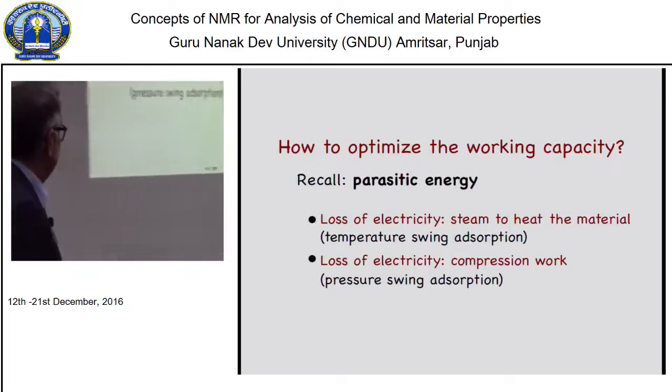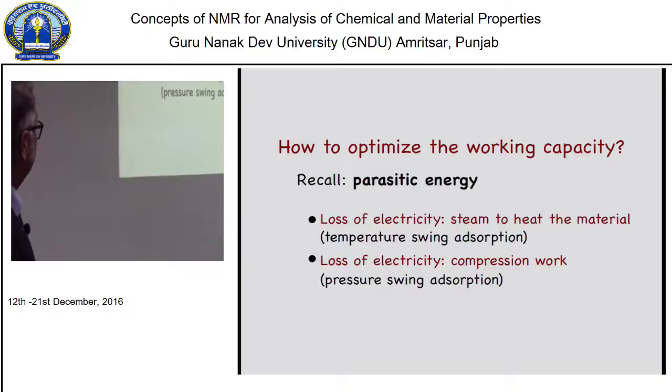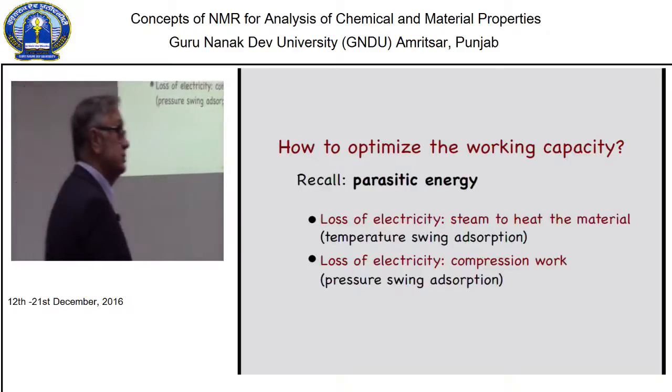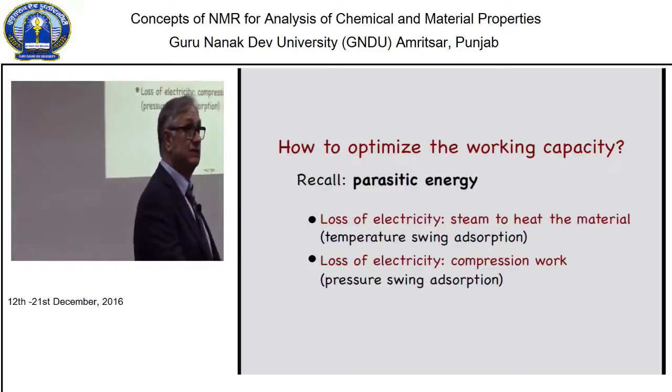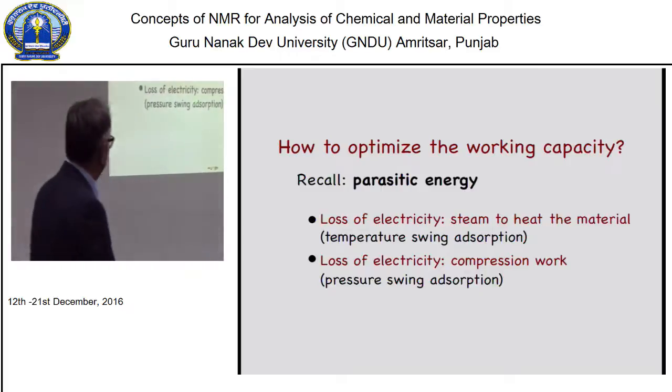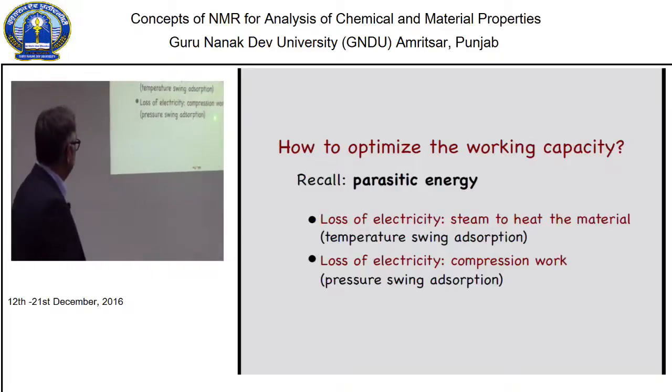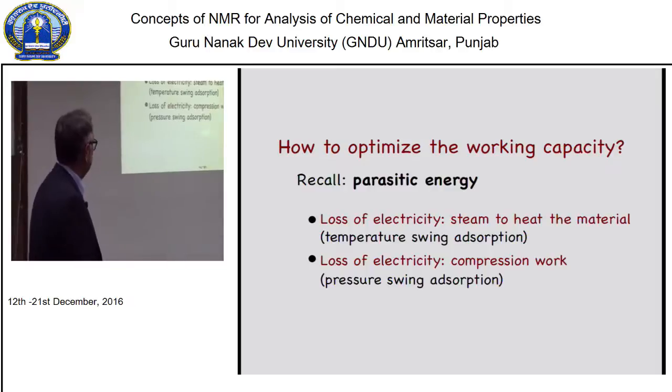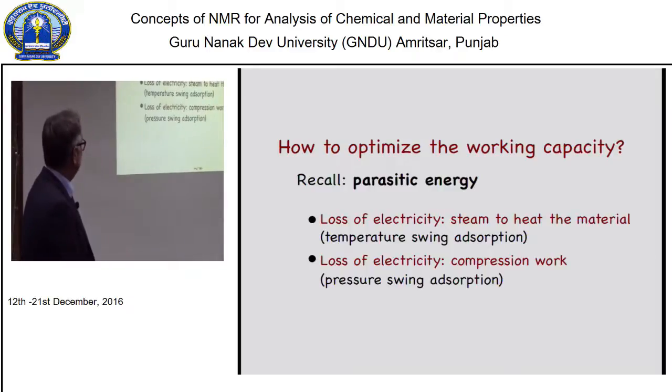What we need to do is, again, trade off in temperature swing absorption. Where do you get the increase in temperature? You take steam from the power plant to increase the temperature of the bed to desorb. In the case of pressure swing absorption, you're using electricity to run pumps. And that's the trade-off between these two.